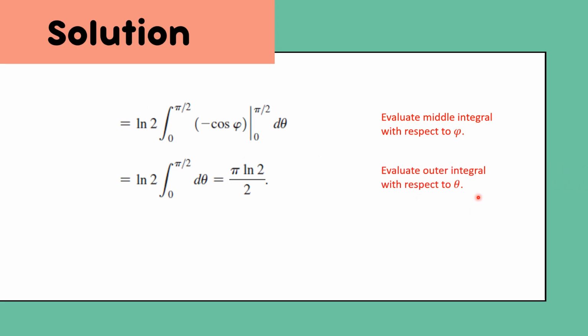Now, to evaluate the outer integral with respect to theta, we have here ln2 as the constant, times the integral of 1 with respect to theta, integrated from 0 to pi over 2, which will give us this constant value, pi times ln2 over 2. So this is now the answer that we're looking for in this problem.